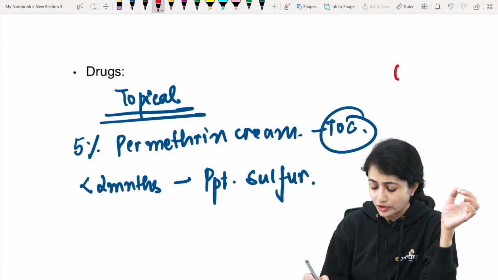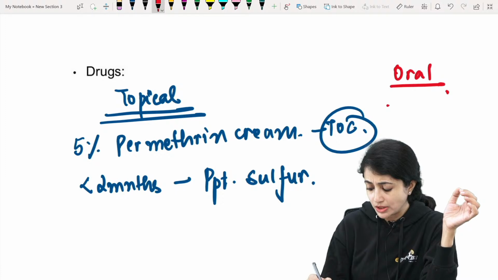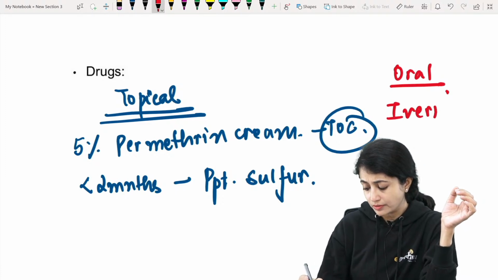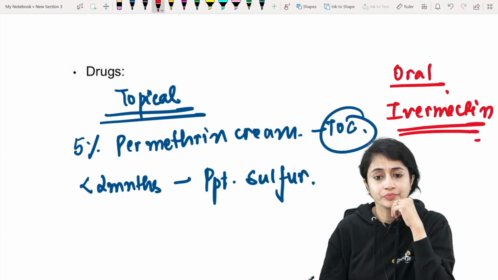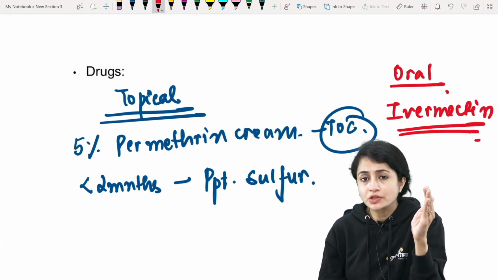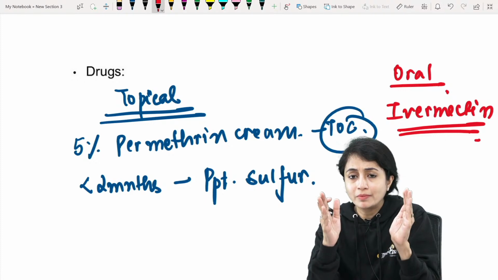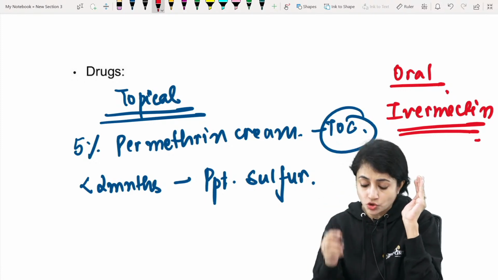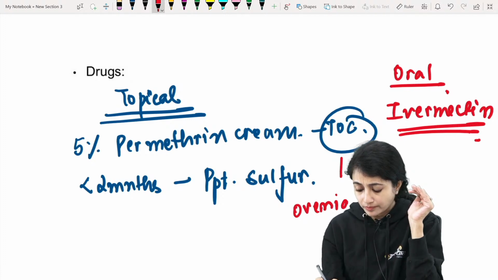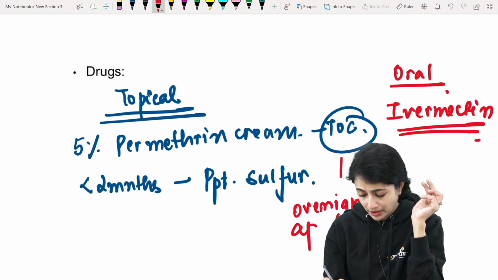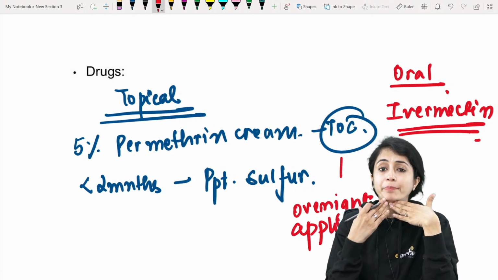What is the oral drug that I can use for scabies? It is ivermectin. Okay, so 5% cream application, all family members need to be treated. This has to be an overnight application. So what do I tell my patients? You have to take a bath and then you apply this cream below the neck.